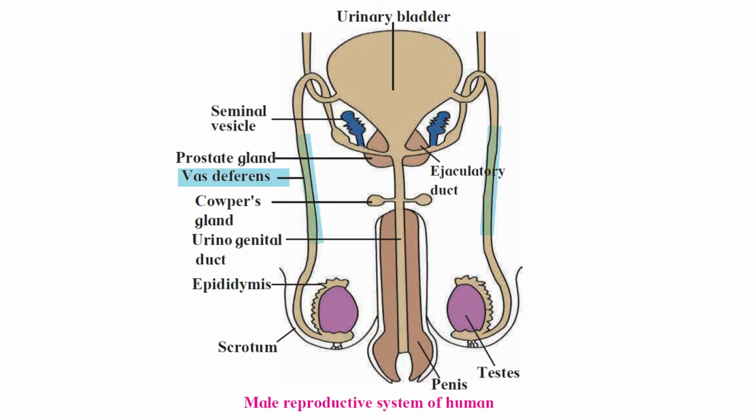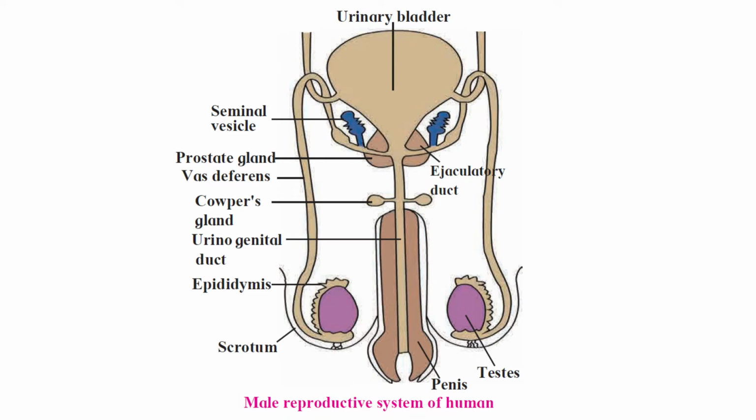Vas deferens is a muscular tube which carries sperm from the epididymis to the ejaculatory duct. Now what is the meaning of ejaculatory duct? It carries sperm through the prostate gland. There is the secretion of the seminal vesicle in the ejaculatory duct, which is followed by secretion of the prostate gland and Cowper's gland. Cowper's gland is also called the bulbourethral gland, which is two pea-shaped glands located beneath the prostate gland.